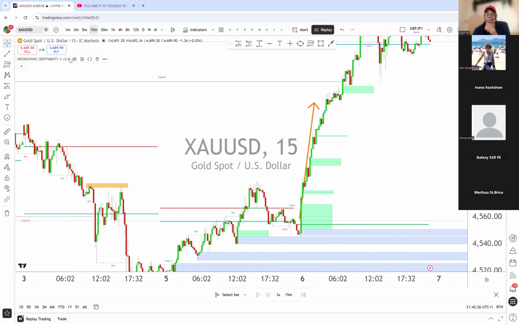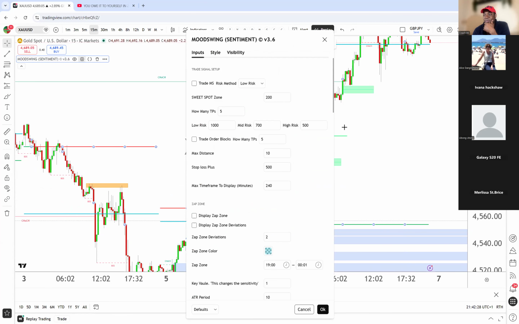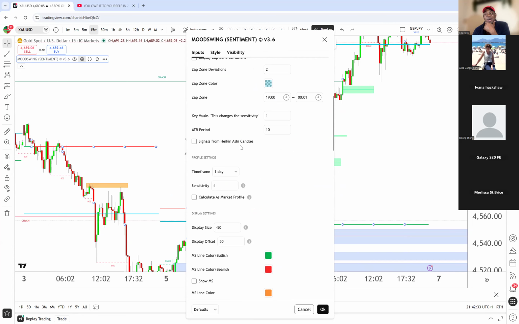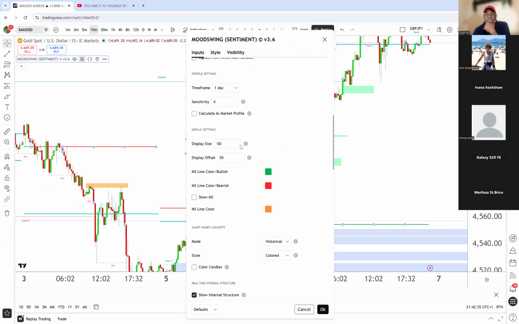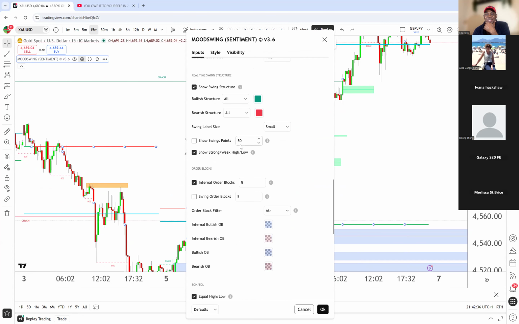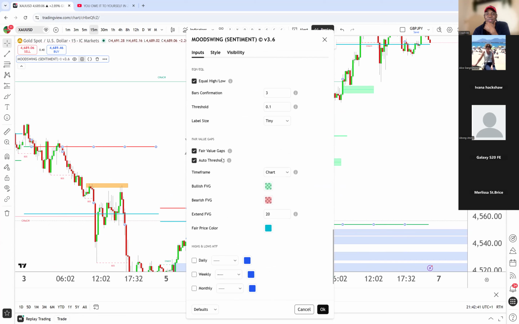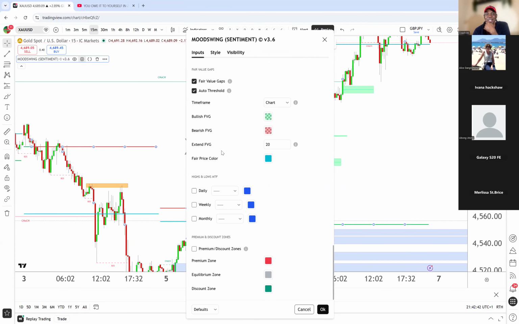With the fair value gap, you guys don't even know how powerful this tool is, man. I'm telling you, you're sleeping on it. I think I'm gonna shut it down after this month because you're not taking it seriously.